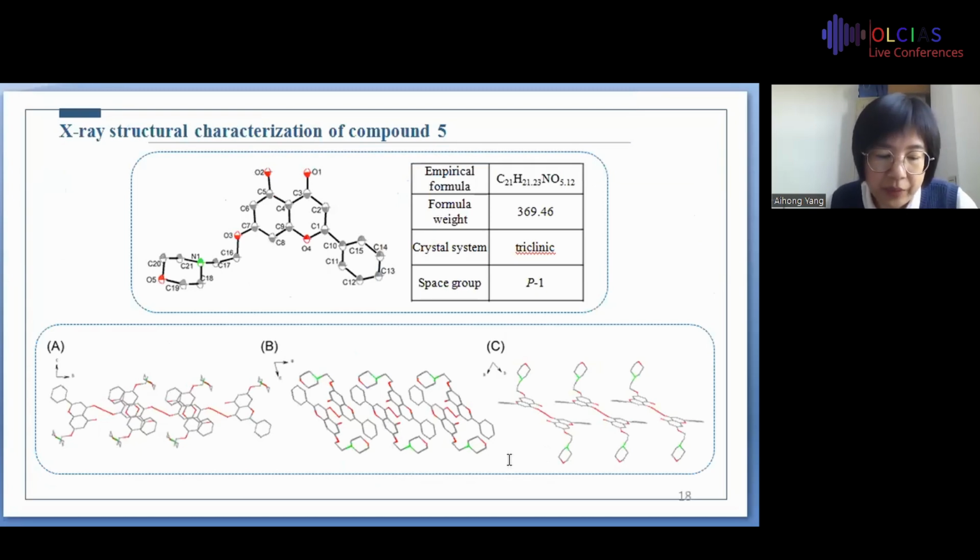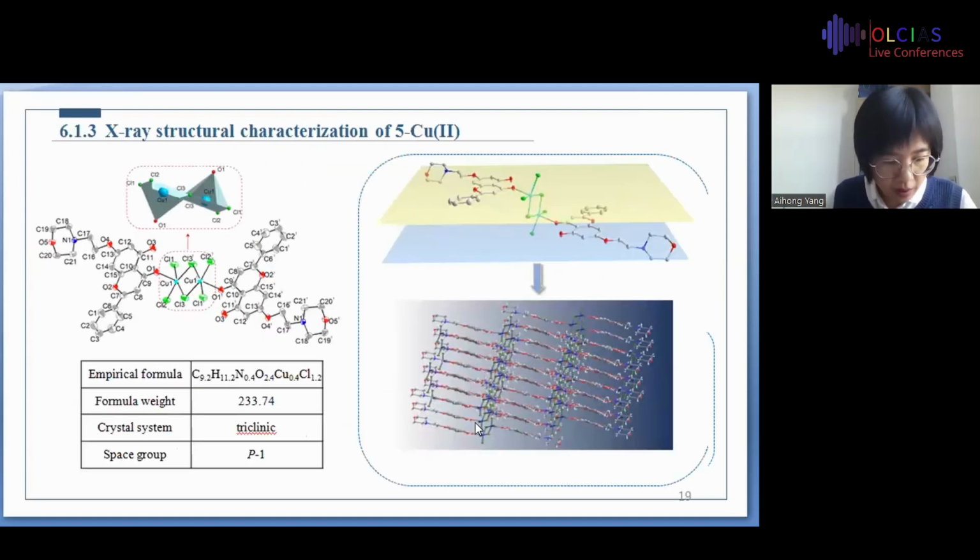Ligand 5 is a chrysin derivative formed by introducing a morpholine into 7-hydroxyl group. It is a novel compound, and we got the single crystal of it, and the ORTEP structure was shown here. And here is the stacking diagram of it. You can see the pi interactions formed between the molecules. When 5 coordinated to copper ions, the complex formed. Notably, we obtained the single crystal of the complex and analyzed the structure. The complex consists of 2 ligands with 2 copper ions and 6 chloride ions.